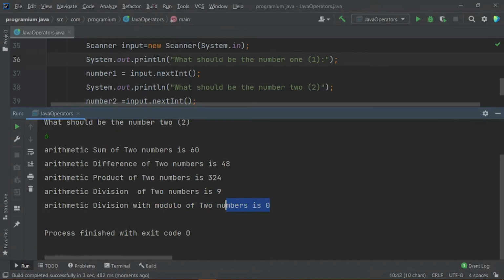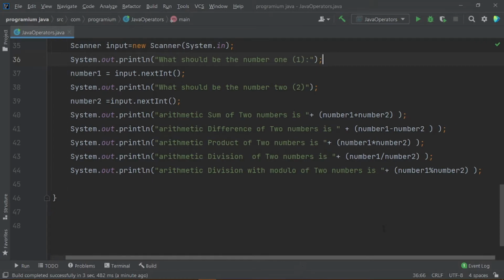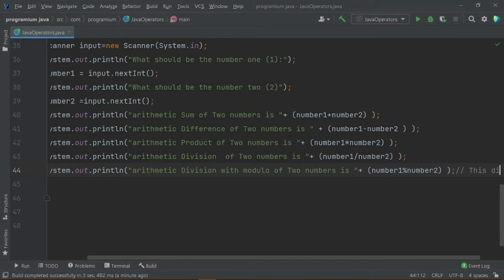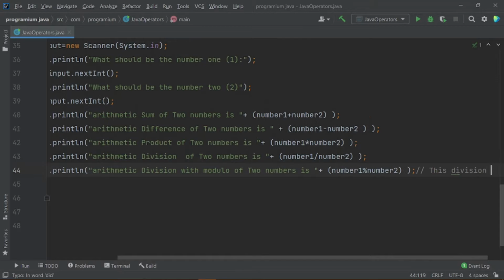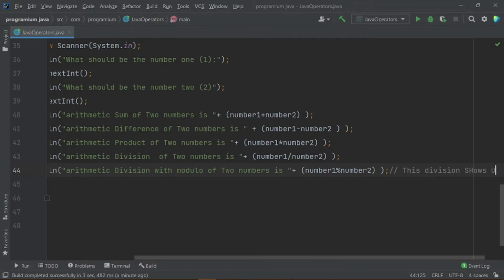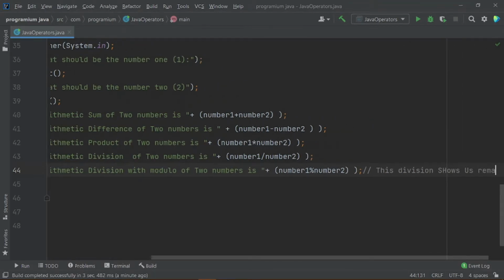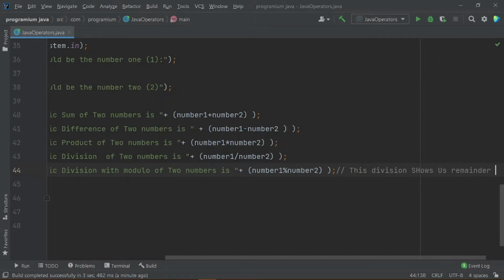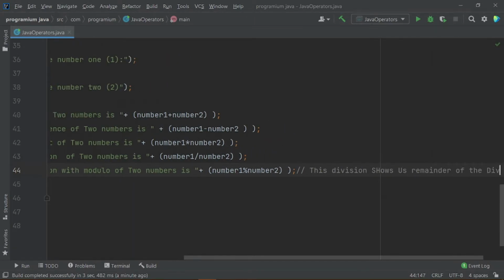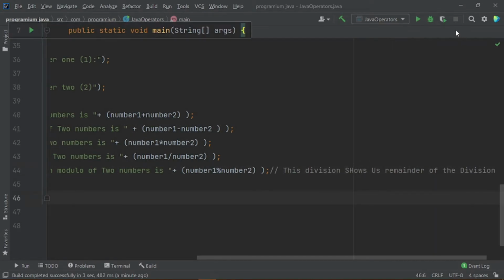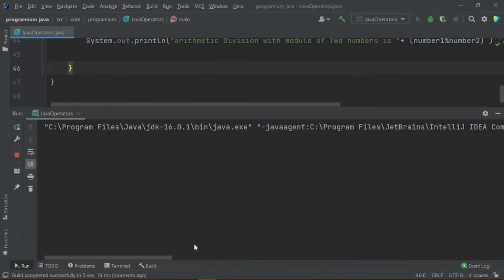So why is it 0 here, modulo division with modulo? Let me tell you why. Actually, the remainder, this division, shows us the remainder of the division. So let me again run this here and show you what the results could be this time.